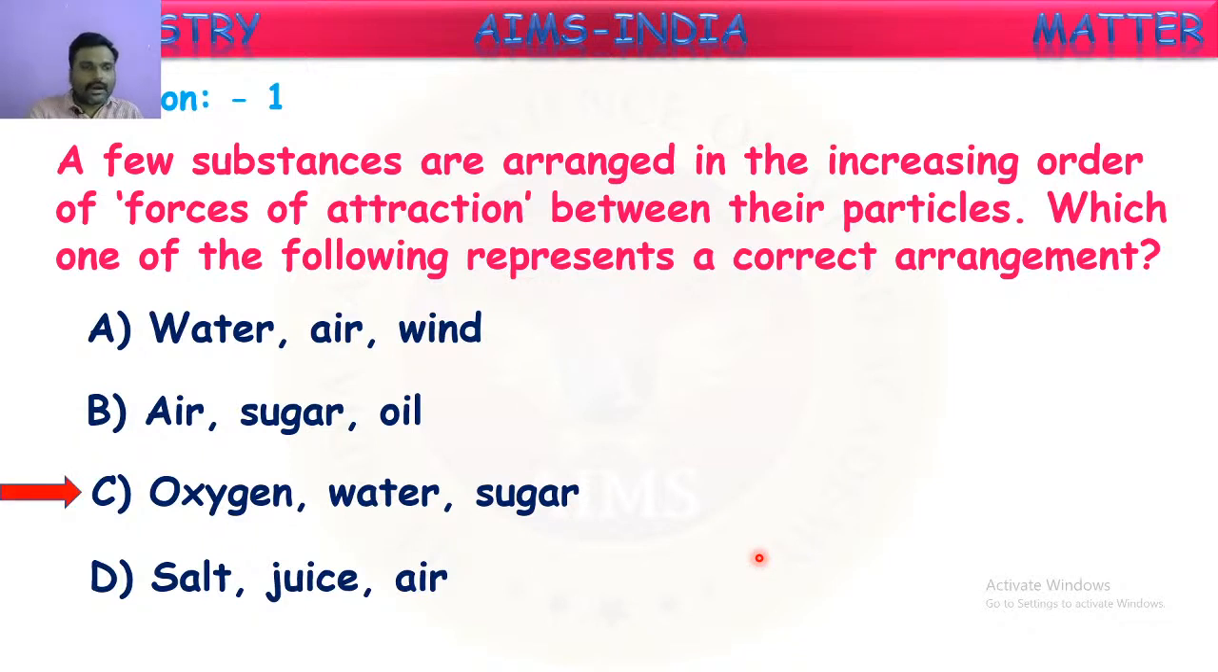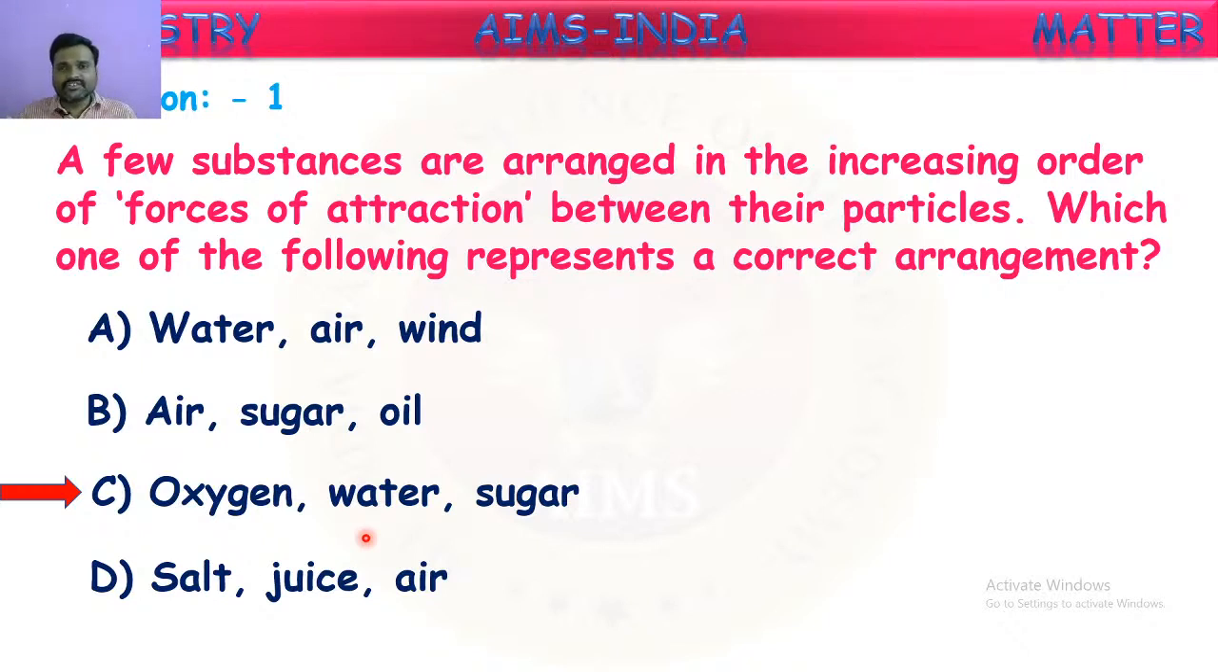What about the fourth option given here? Let us see it also. First one is salt. It is a solid. The forces of attraction are much higher in this case. Next one, juice, which is a liquid. So from salt to juice, the order decreases. From here itself, we can say it is wrong because they are asking for increasing order. So the correct option is only C. In that they have given first gas, then liquid and at last solid. So the forces of attraction are increasing from oxygen to sugar.